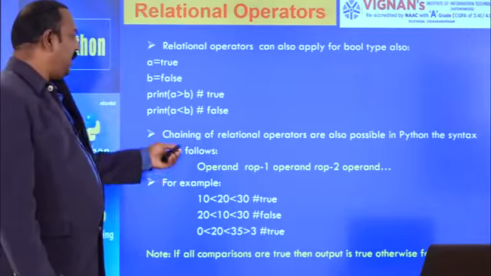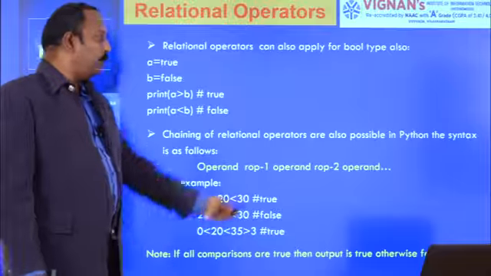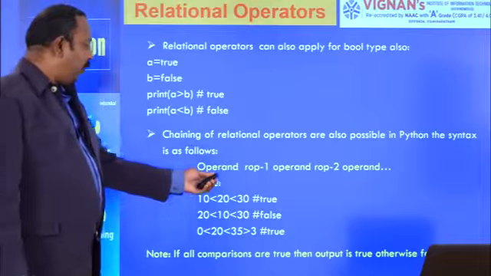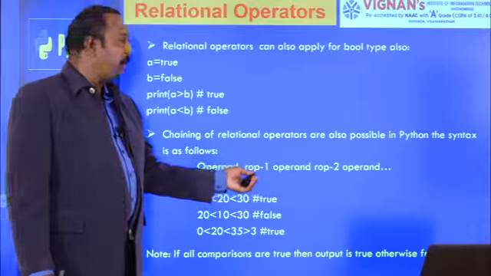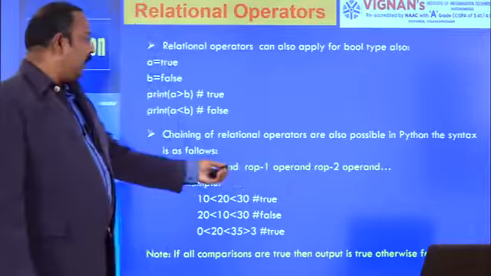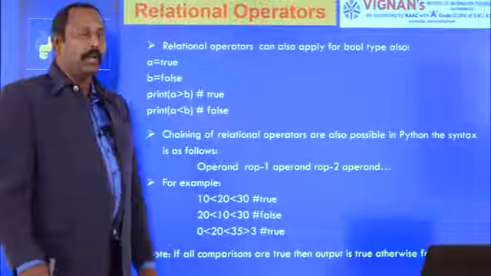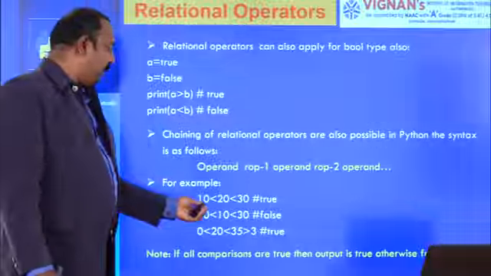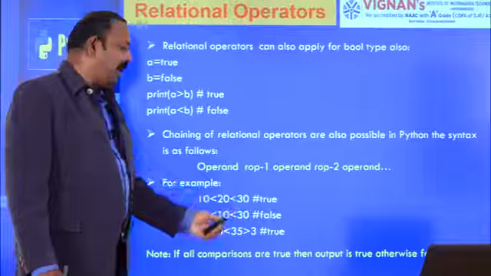But in Python, chaining of relational operators is also possible. The syntax is operand, relational operator 1, operand, relational operator 2, and so on with more operands. This chaining of relational operators is allowed in Python. So for example, here you see 10 less than 20, 20 less than 30.